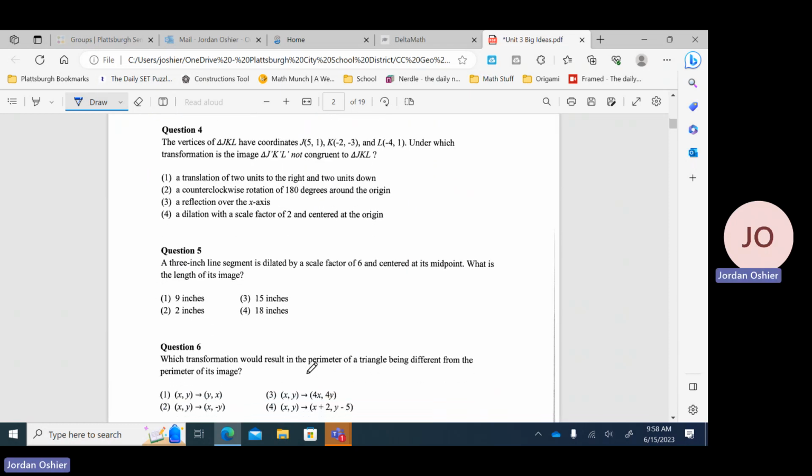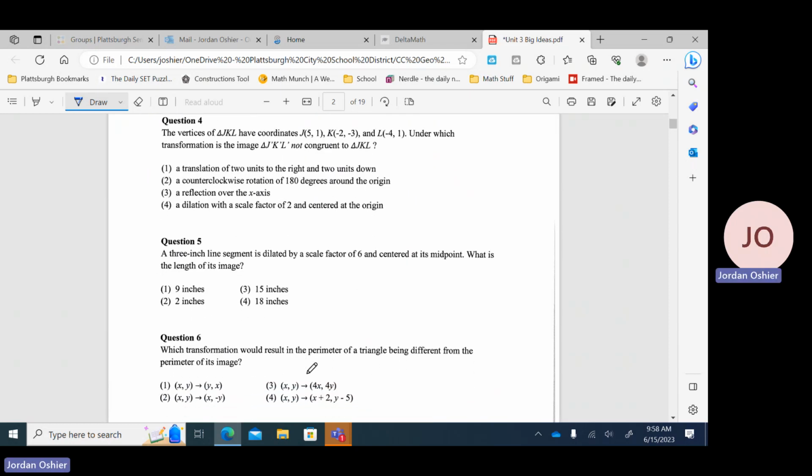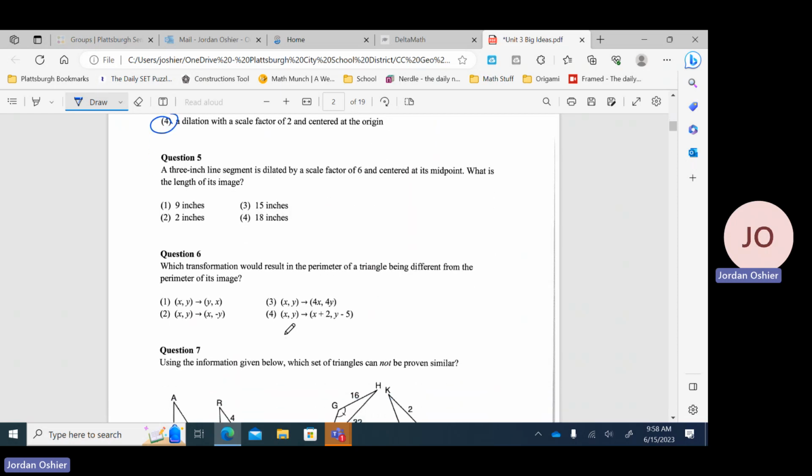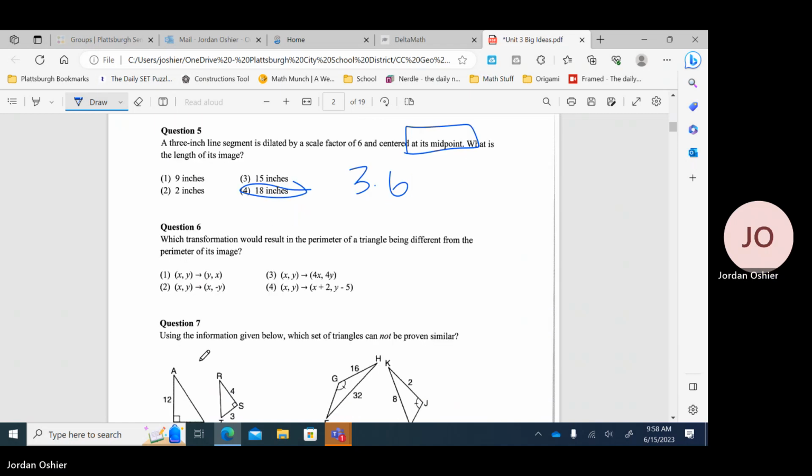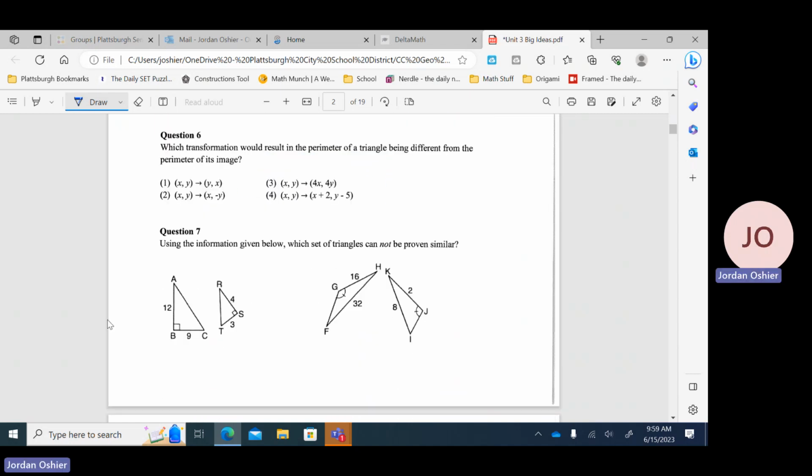Question 4, we have the vertices given. Under which transformation will it not be congruent? Again, I'm looking for dilation anytime they talk about them not being congruent. We have a 3-inch line segment dilated by a scale factor of 6, centered at its midpoint. Because it's centered on the line, it's going to be just a usual situation where you do 3 times 6 and get 18.